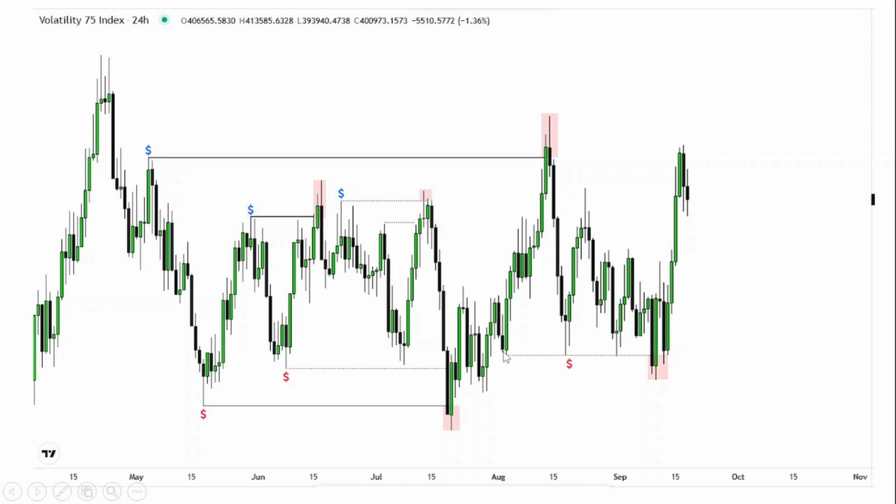Then price creates relatively equal lows, right? One to three times it supports price, but what happens before price expands higher? It takes out that sell side liquidity and expands higher.